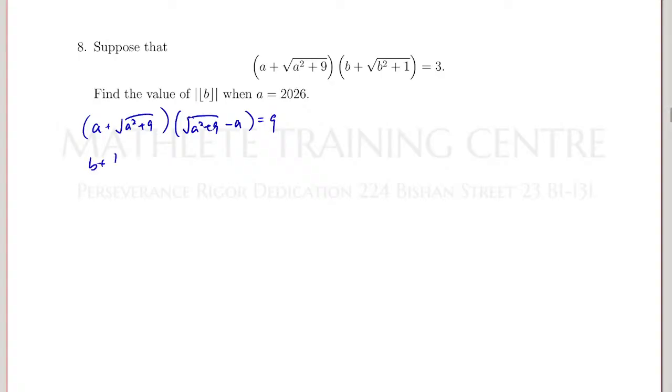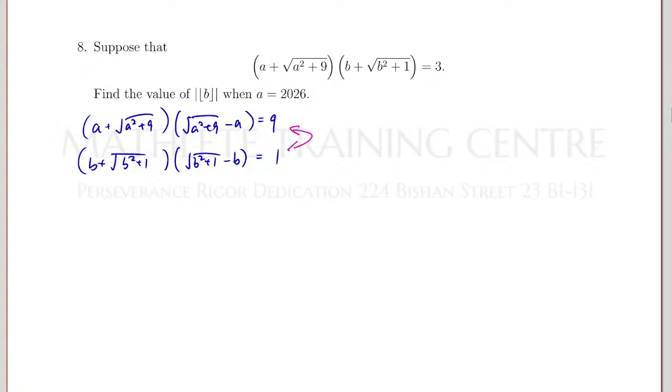And I know that b plus the square root of b squared plus 1, and then let me rewrite the other term like this, must be 1. This is a pretty obvious difference of squares identity. But how is it related to this? And notice the right hand side is 3, which is somehow like the square root of 9, which may be important.